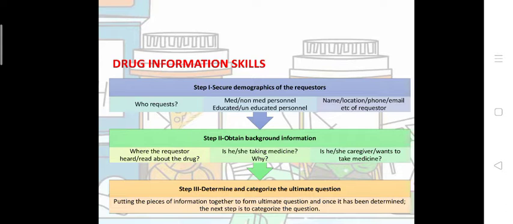So how the information is generally gathered, that is all we have to understand. See, the first step is we secure a demographic of the requester, whoever is requesting any information. We try to understand. Being a pharmacist, you need to understand this.